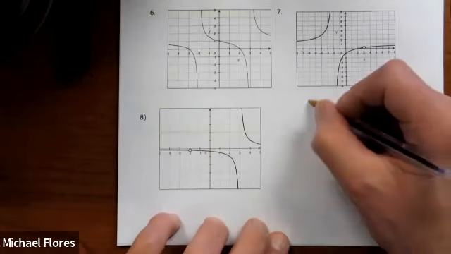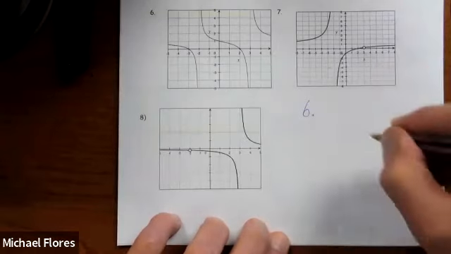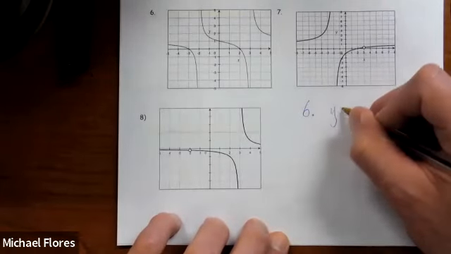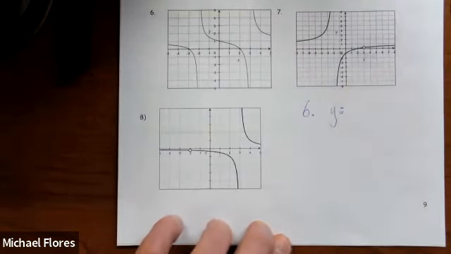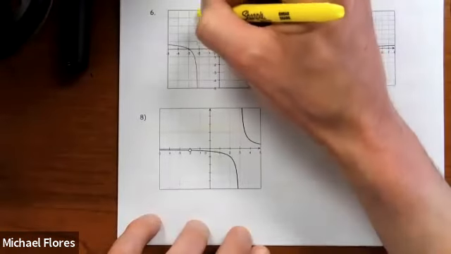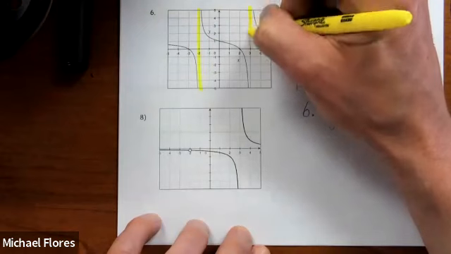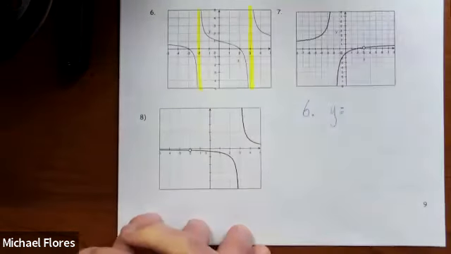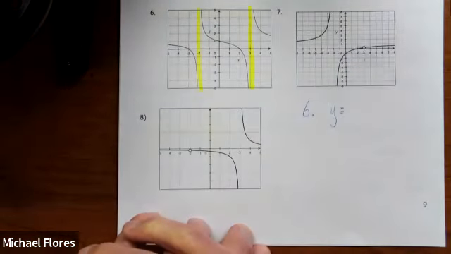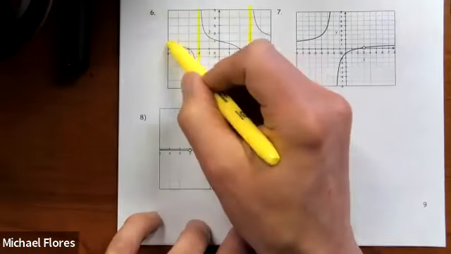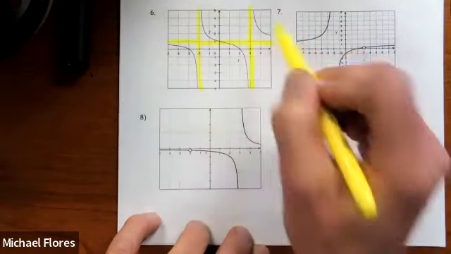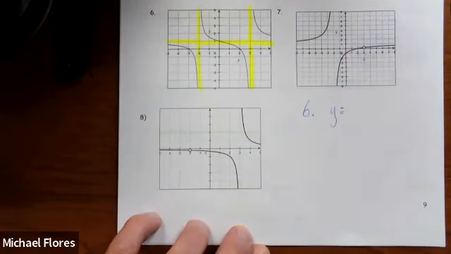Example 6, 7, and 8. I'm going to write my answer for example 6 here. Given a graph, we are needing to come up with a function. Here's what you're looking for. You're looking for where's the vertical asymptotes and where's the horizontal. The horizontal is not as easy to identify, but it looks like it's probably right about here.